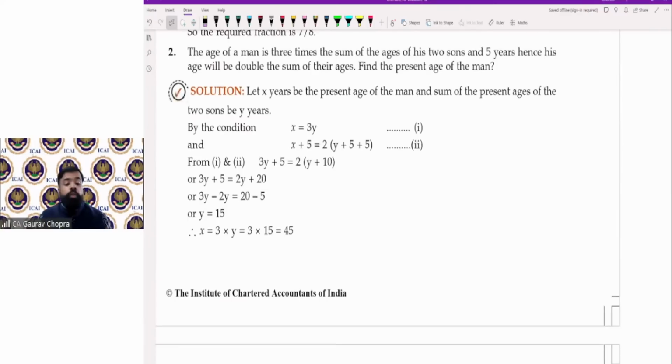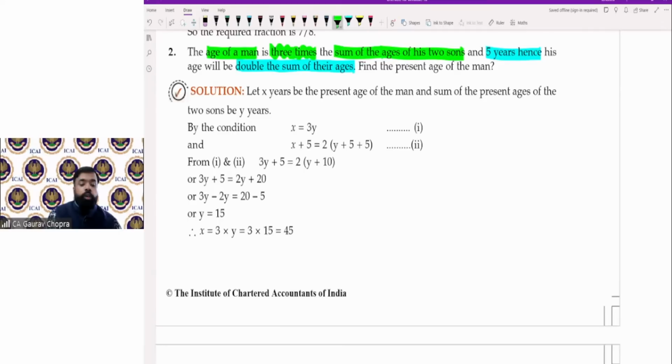The age of a man is 3 times the sum of ages of his 2 sons. So what is the condition? The age of man is 3 times the sum of age of his 2 sons. And 5 years hence, मतलब 5 साल के बाद, his age will be double the sum of ages. पहले 3 times है, बाद में कितना हो जाएगा? डबल हो जाएगा.